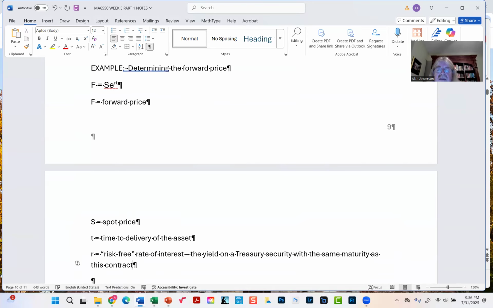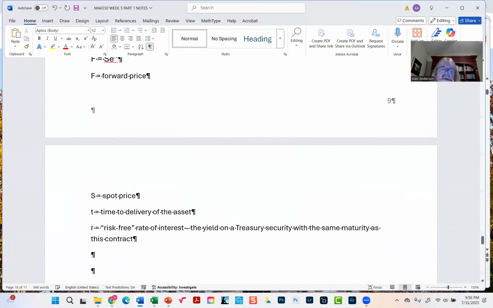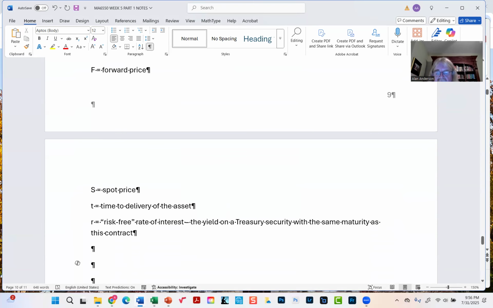Now, we're going to see why this is the case very soon. But in order to explain this properly, we need to introduce an incredibly important concept called arbitrage. And we're going to have to spend a lot of time with this, so we don't want to rush through it. But we can prove that this is the correct forward price.